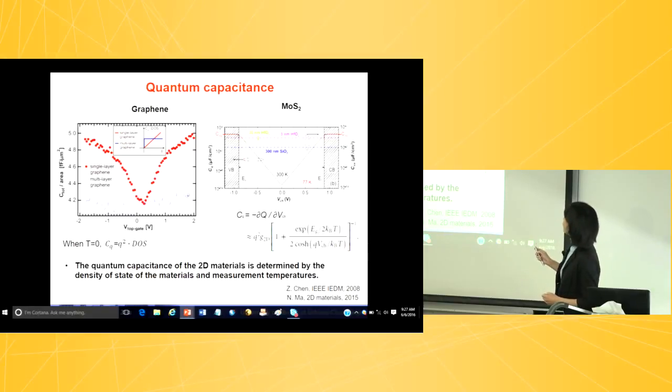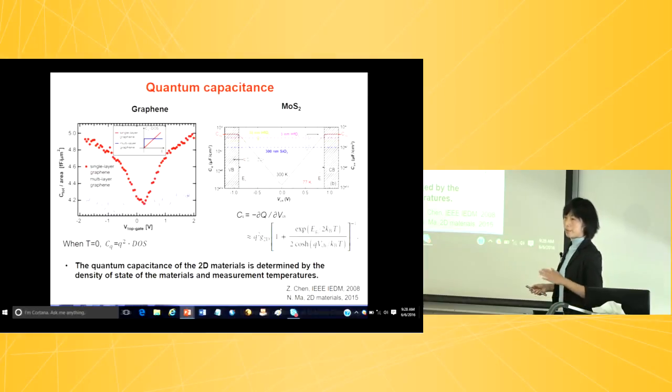For MoS2, the density of states is constant. So this is a theoretical calculation of the quantum capacitance of MoS2 at different temperatures, 300K and 77K. Beyond the conduction band and the valence band edge, the quantum capacitance is approximately constant due to the constant density of states. But inside the band gap, the quantum capacitance depends on the temperature.